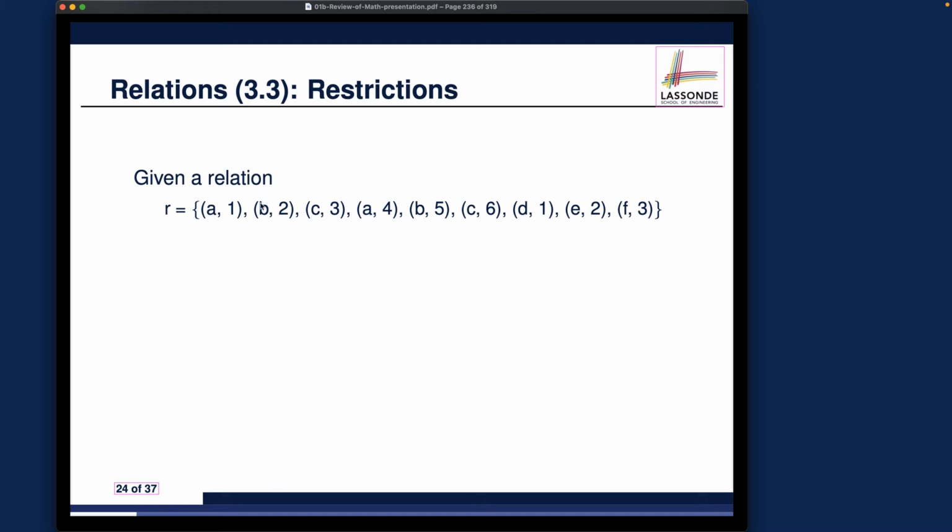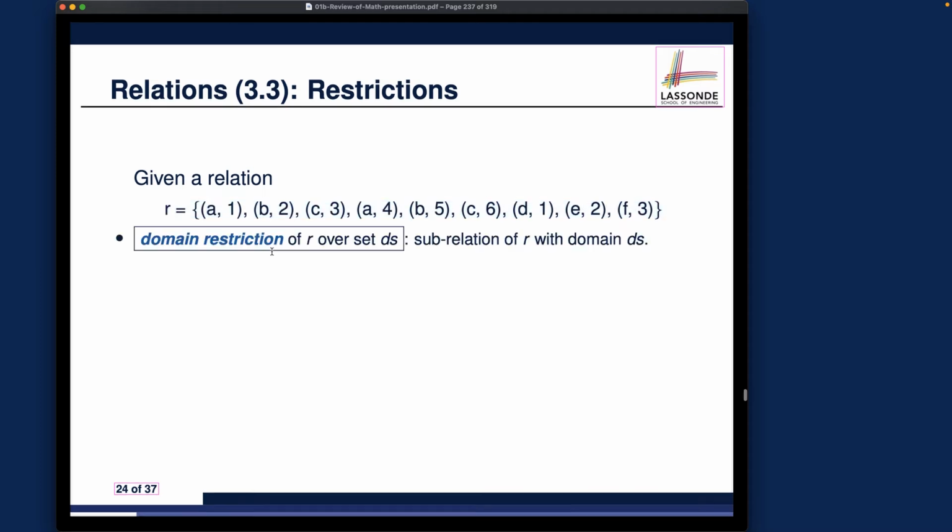Let's take a look. So given the same relation over here, let's talk about restriction on the domain. We can either say the domain restriction of the relation R over some set ds. So here D means we're going to take some value from the domain of the relation. Or you can say R domain restricted by ds. That's another way to say it, right? Either way, all right?